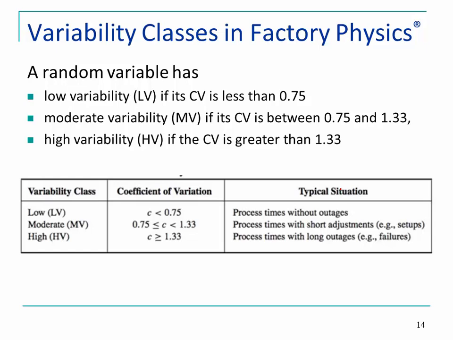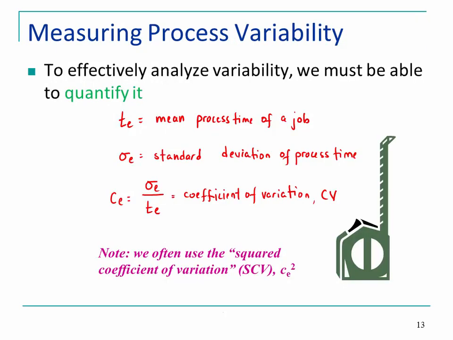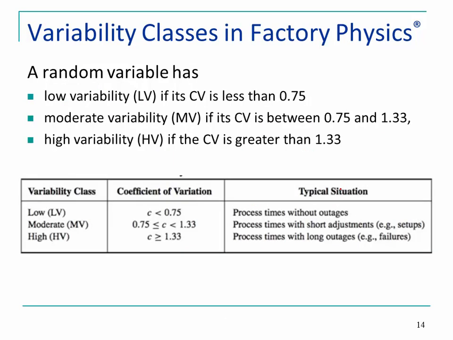So moderate will go from 0.75 to 1.33, and a higher variability process will have a coefficient of variation that is greater than 1.33. So in that case, basically what you're saying is that your variability is higher than your average. So you end up having a value that is greater than 1 or 1.33. So that's what we are discussing here.